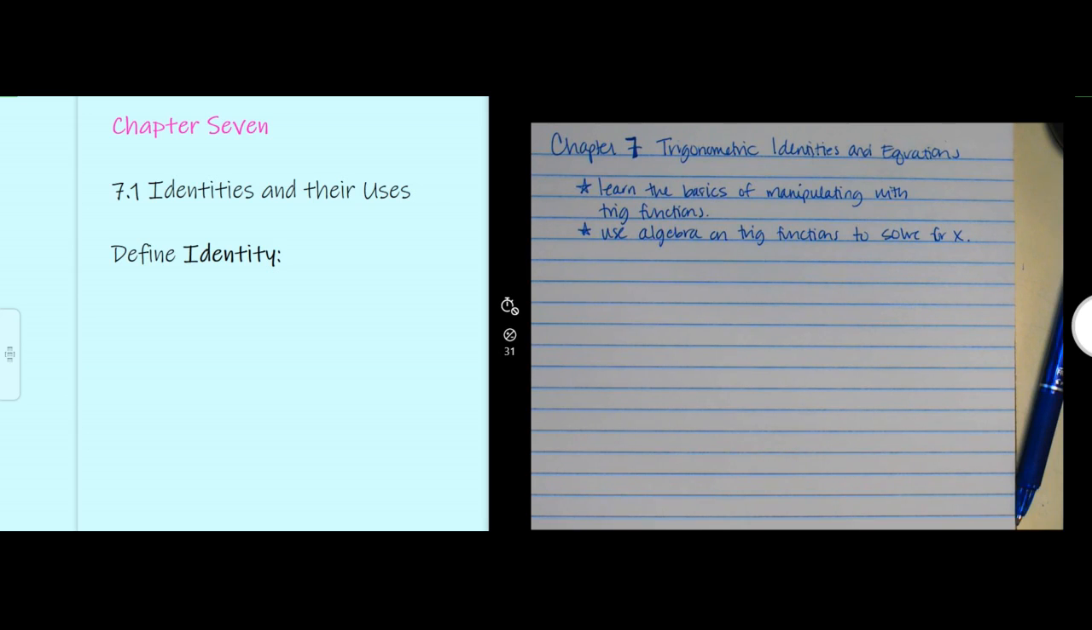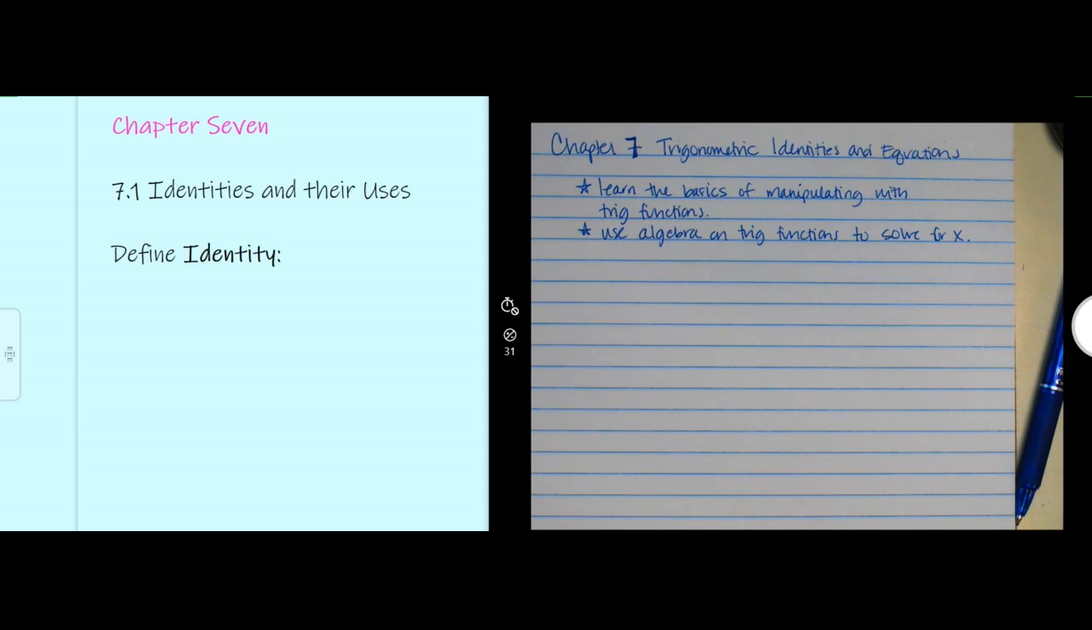Yesterday, we were supposed to have a card sort, but I didn't have that worked out. It didn't go as well as I thought it would in one class, so I tossed it, and today I'm just going to explain identities and graph identities so you have an idea of what they mean. I'm going to start with looking at identities that we already know.